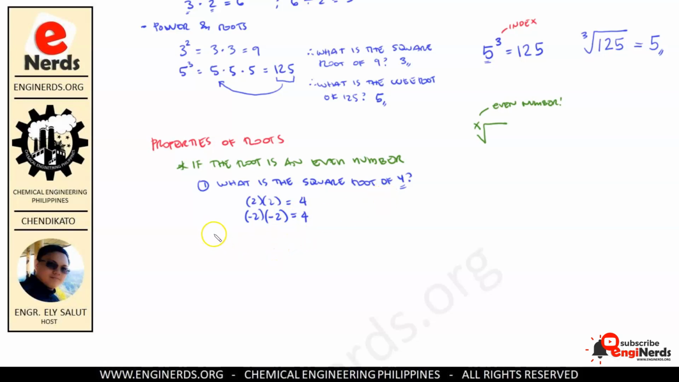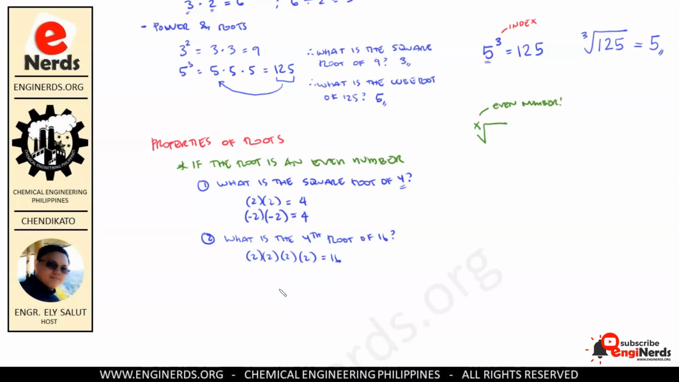So let us try another one. We are looking for an even number radical, no? So let's say the question is, what is the fourth root of 16? Well, the answer again is positive 2, because 2 times 2 is equal to 4, times 2 is equal to 8, times 2 is equal to 16.